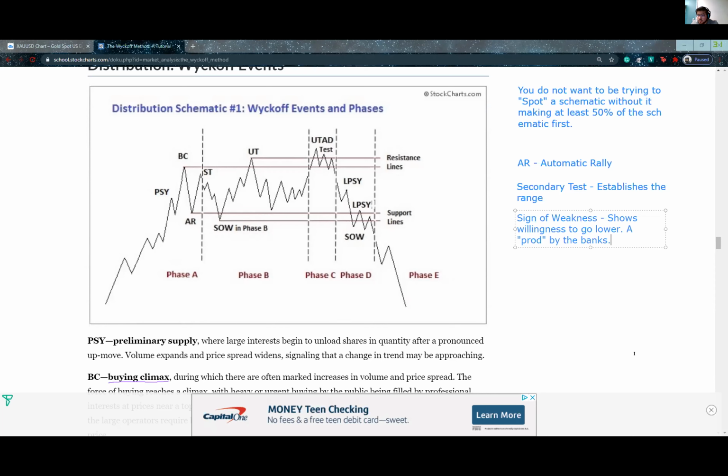Do certain days respect schematics more, even though it's a constant cycle? No, I don't have certain days that I look for them more often.